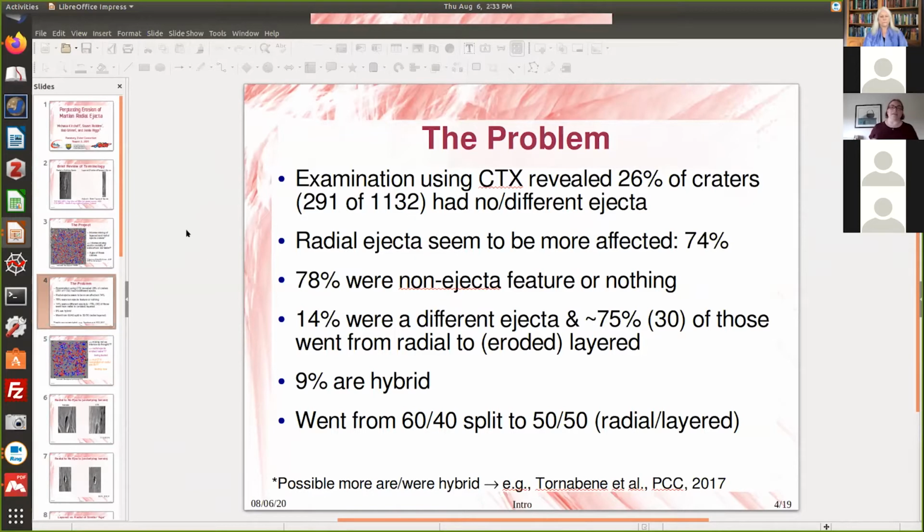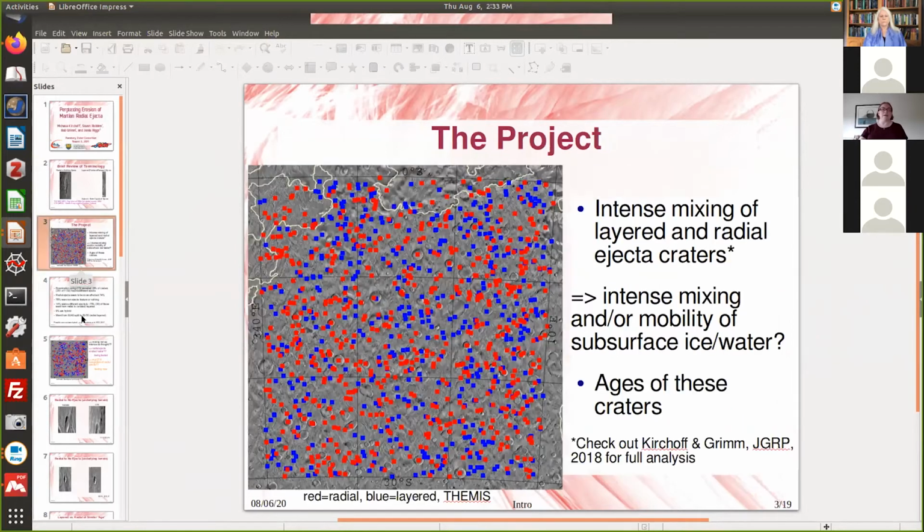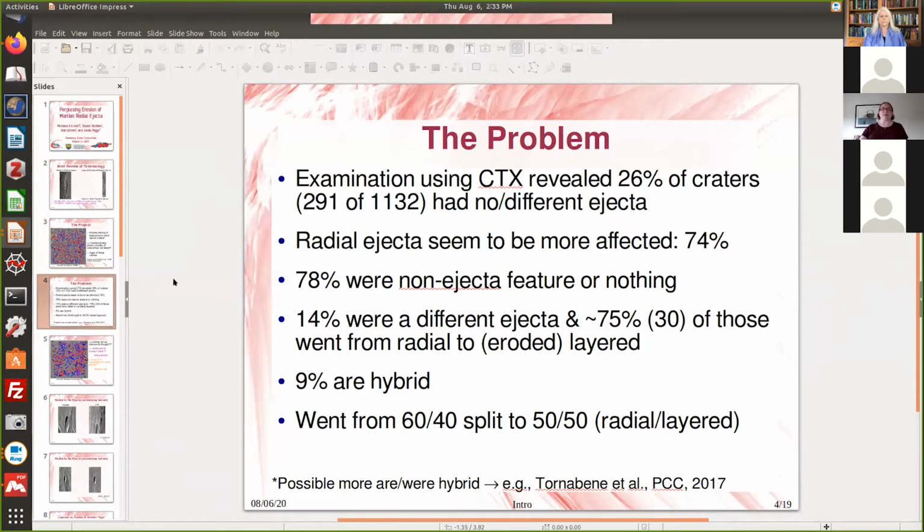When we used CTX to examine the classifications of Stuart's craters, we found that 26% of the craters in just this region that I pointed to here had a different type of ejecta or no ejecta. Most interesting was that the radial ejecta seemed to be more affected. Out of these 291 craters, three-quarters of them were initially classified as radial ejecta craters.